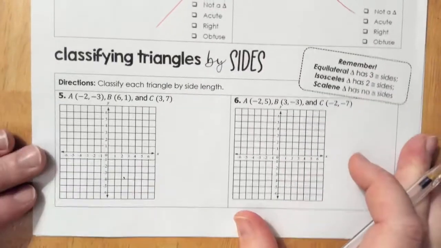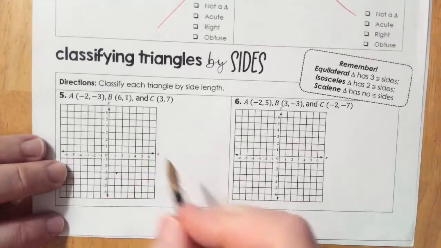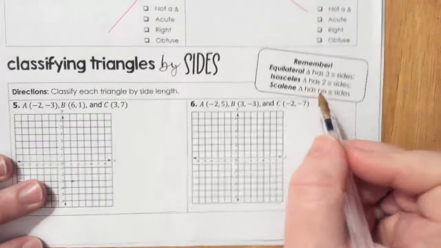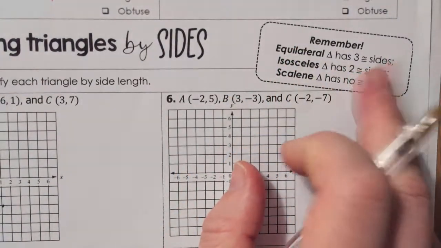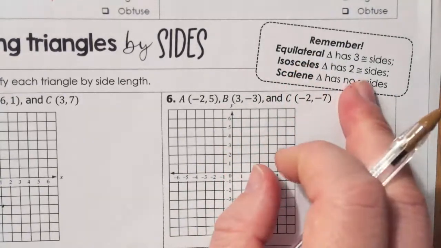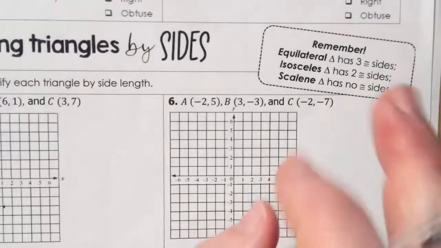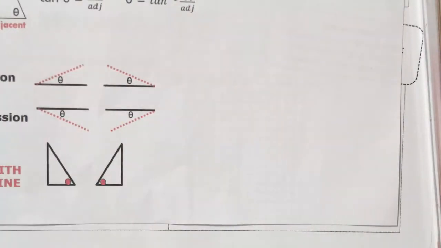But what we were trying to get to is down here, the sides. Right here it says, very important: an equilateral triangle has 3 equal sides, an isosceles triangle has 2 equal sides, and a scalene triangle has no equal sides. All right, so that part is important. That's something you probably want to put on this page right here. So let's go ahead and do that.